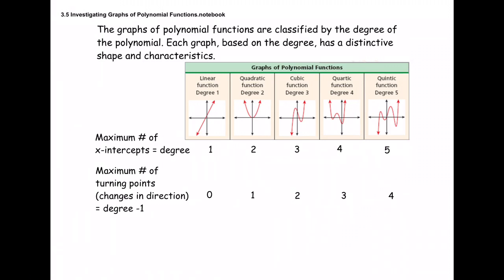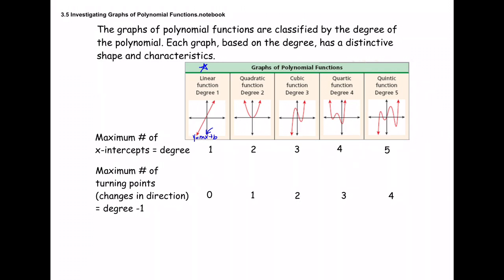So when we look at the graphs of polynomial functions below, you notice this first one is a linear function. It has the degree of 1. Most of us know a linear function is y equals mx plus b, so you can see that the highest degree is 1. The maximum number of x-intercepts equals the degree, so a linear function has 1 x-intercept. The maximum number of turning points is the degree minus 1, so a linear function is not going to have any turning points.